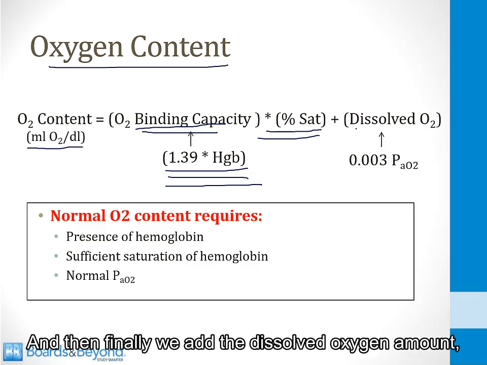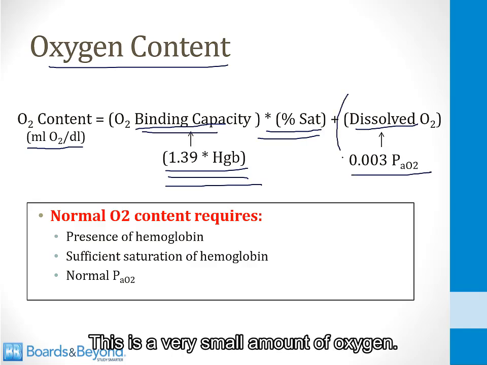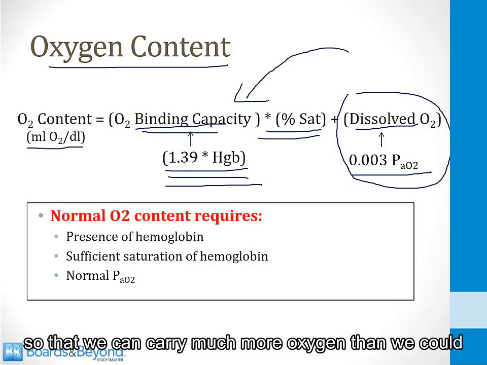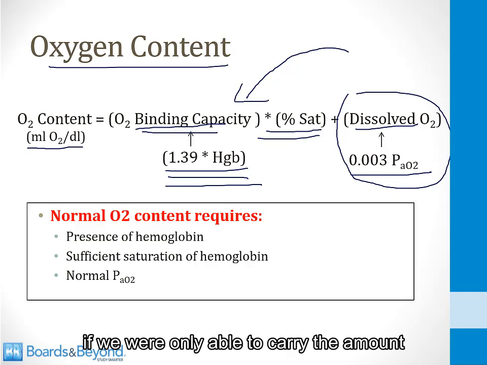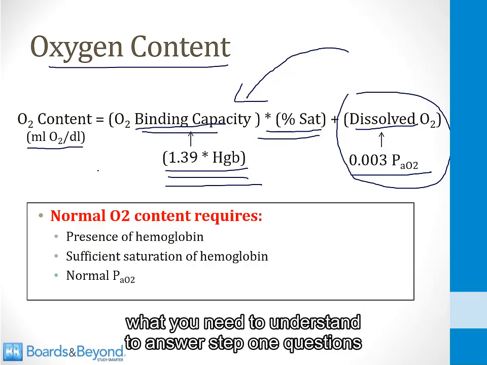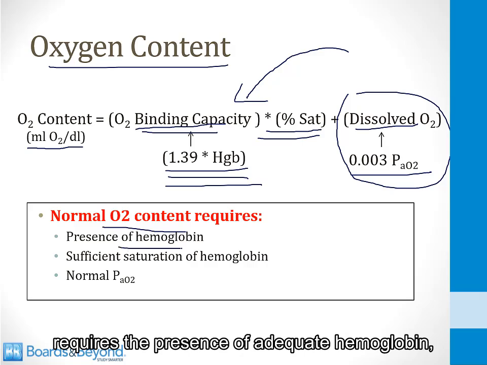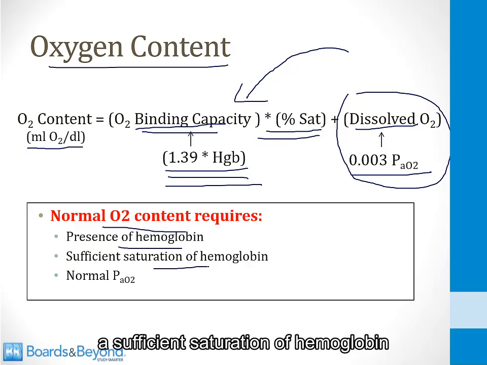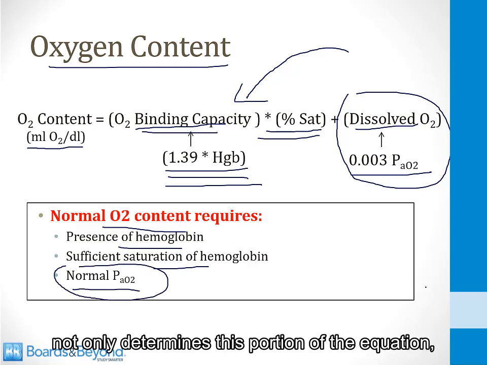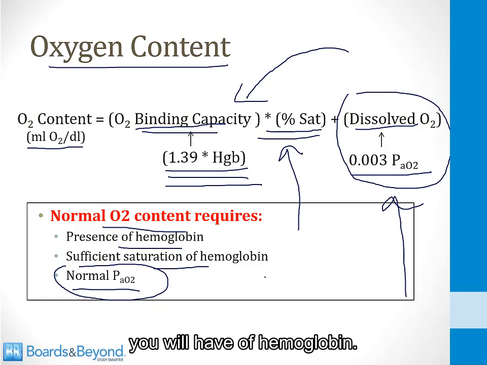And then finally, we add the dissolved oxygen amount, which is equal to 0.003 times the PaO2. This is a very small amount of oxygen. Our bodies have evolved hemoglobin so that we can carry much more oxygen than we could if we were only able to carry the amount that dissolved into the blood. So the bottom line of this equation, what you need to understand to answer step one questions, is that normal oxygen content requires the presence of adequate hemoglobin, a sufficient saturation of hemoglobin, and finally a normal PaO2, because remember, the PaO2 not only determines this portion of the equation, it also determines how much saturation you will have of hemoglobin.